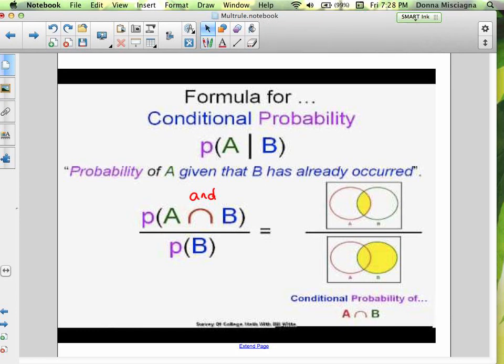Given the probability of whatever is following the line, whatever is the given part. Right? So here the given is the B. And here we can see that in our Venn diagram. Don't forget, B includes the intersection part. It's everything in the circle. So there's a formula as well as a visual with our Venn diagrams.